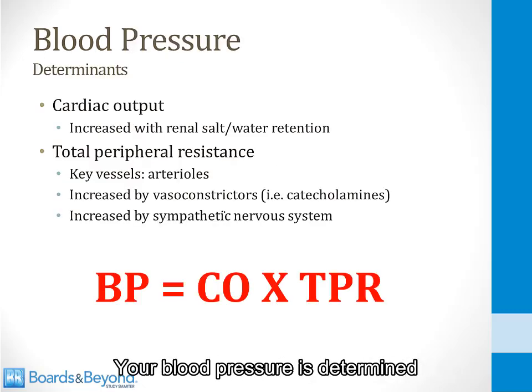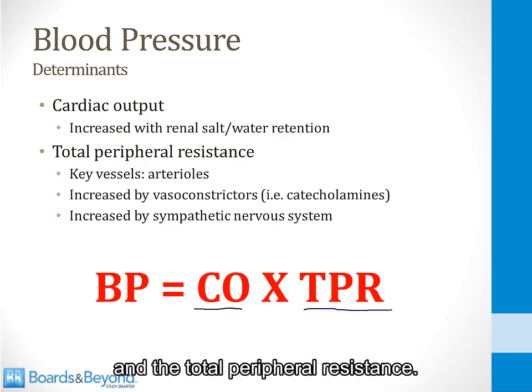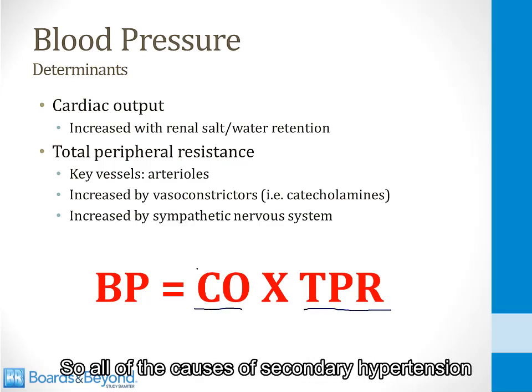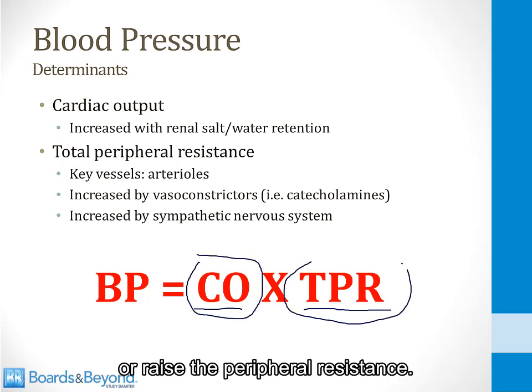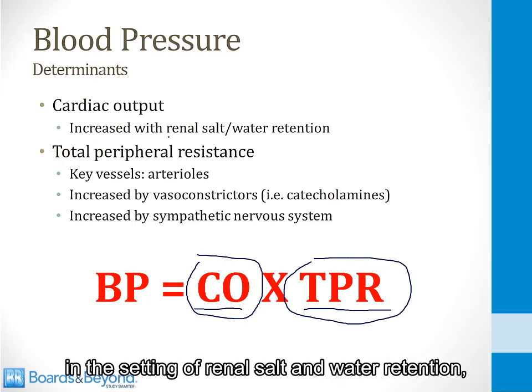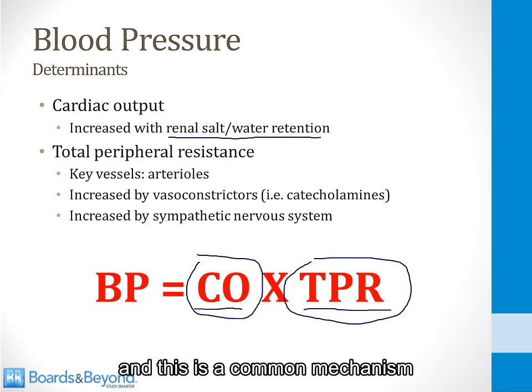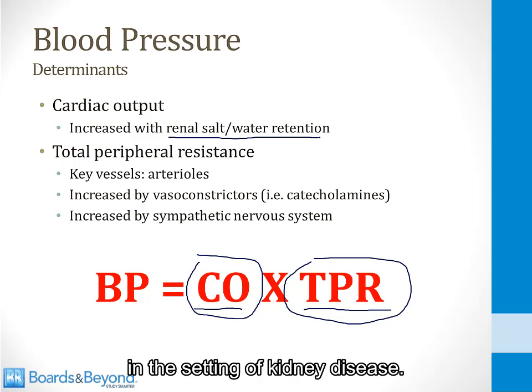Your blood pressure is determined by a combination of the cardiac output and the total peripheral resistance. So all of the causes of secondary hypertension are disorders that either raise the cardiac output or raise the peripheral resistance. So for example, the cardiac output will rise in the setting of renal salt and water retention, and this is a common mechanism of development of secondary hypertension in the setting of kidney disease.